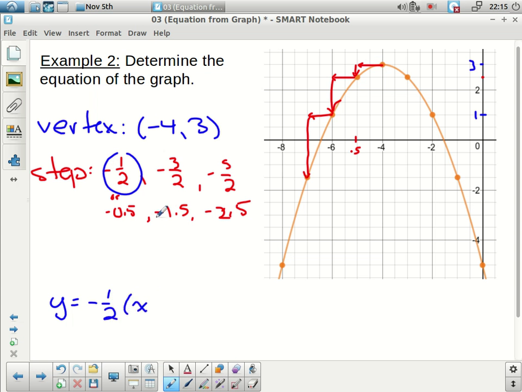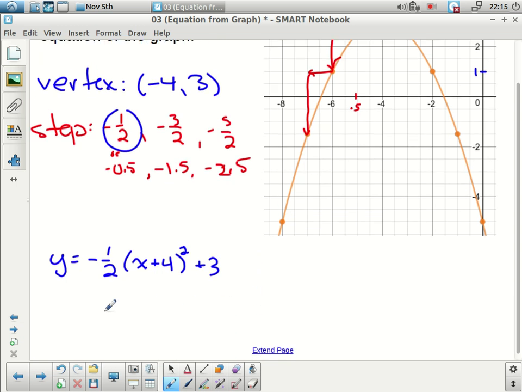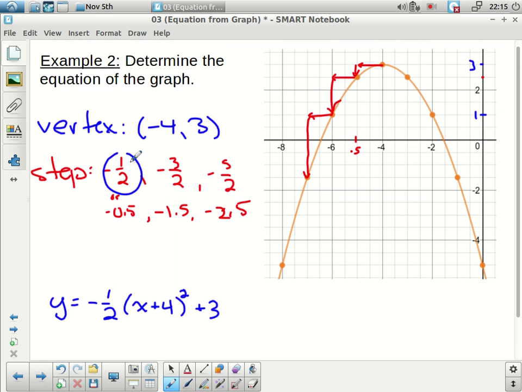Okay, and then x, I had -4 here, so I have the opposite inside the brackets, so that's +4. Okay, don't forget the squared. And then I have +3. Okay, so that was a little annoying because there's some fractions involved and the scale wasn't quite the same here.